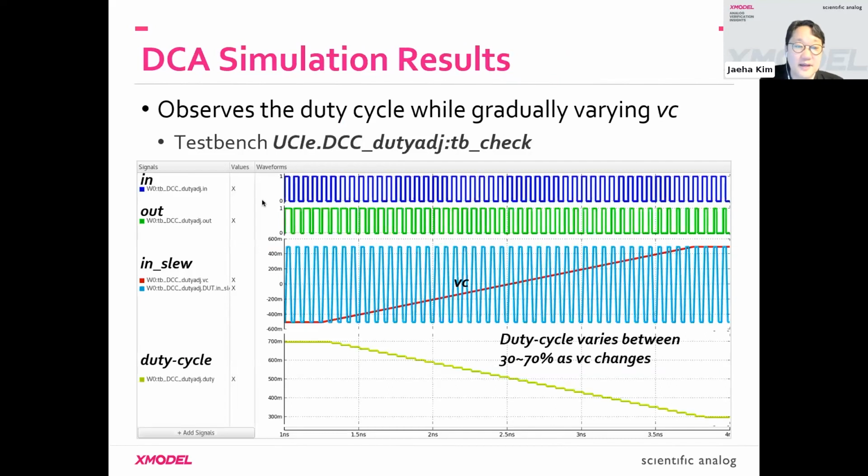Here's the result for the input. This is the output of the slew generator having a finite input-output slope. And as the control voltage gradually increases, the duty cycle of the output clock changes because you're slicing at different levels. And you can also confirm that results using the output of the clock to duty primitive.